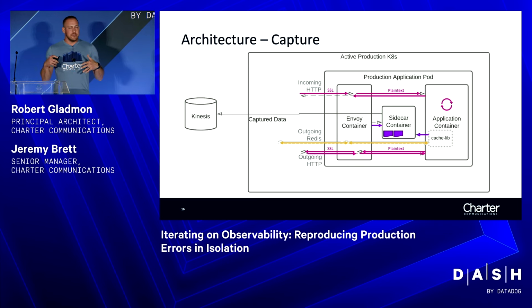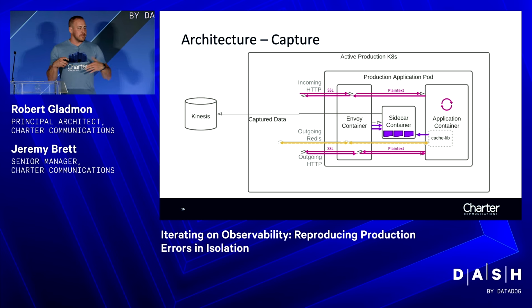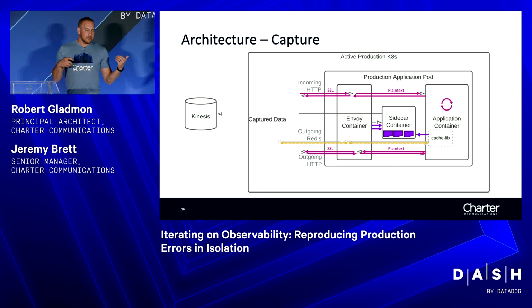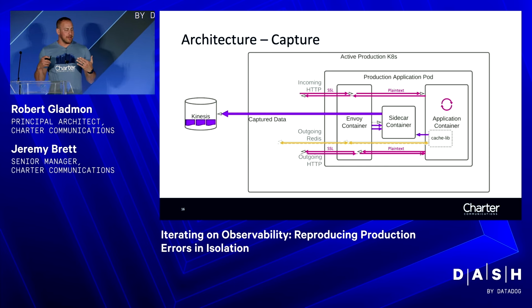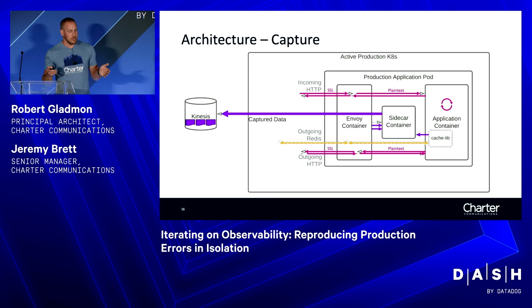Then our application finishes working and sends a response back, and as that response traverses through Envoy on the way out, again, the tap filter gives us that request and response data in our sidecar container, which we can then aggregate and send to Kinesis to rebuild the transaction as it traverses across our whole cluster.